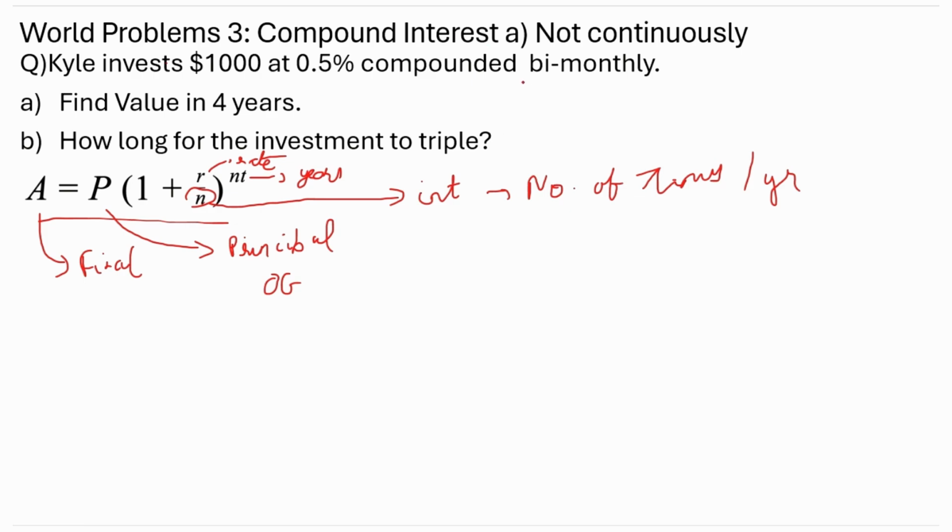Okay, so in this question, our principal is 1,000. Our rate is 0.5%, so it's 0.005. And our time for the first question is variable. But our n, our number of times per year, it says bi-monthly. Bi-monthly means twice a month. So how many times is that a year? Well, there's 12 months in a year, and bi-monthly is 2 times 12, so it's 24.